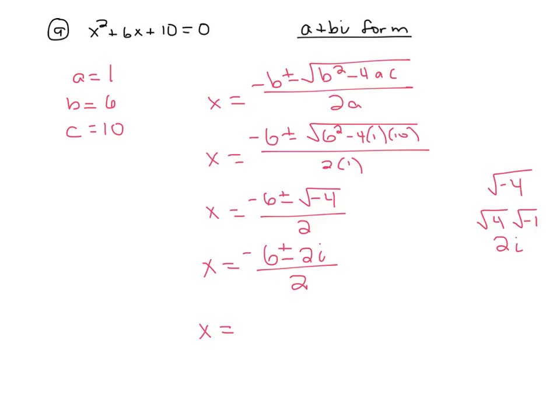So negative 6 divided by 2 is negative 3, plus or minus 2 divided by 2 is 1, so we could just make this 1i, which is just i. And since the denominator is 1, we don't even have to put it. So we're left with x equals negative 3 plus and minus i.